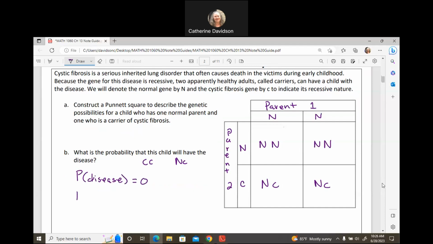And just on a side note, what would be the probability they are normal, meaning they are not a carrier? That would be 2 out of 4, which would be 1/2 or 50%. And the probability the child is a carrier, that would be the Nc combination. That would be 2 out of 4 or 1/2. These last two were just not part of the question. It was just a side note so you can see what's going on here. So in order for a child to actually have the disease, both the parents would have to be carriers.